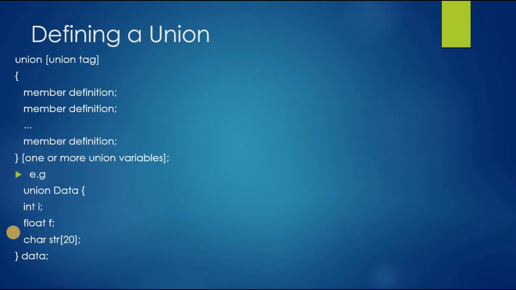Now we will see an example of a union. Here in the example, we define a union type named Data having three members i, f and str. Now a variable of type Data can store an integer, a floating point number or a string of characters. It means a single variable, that is the same memory location, can be used to store multiple types of data. This is how we can define a union.